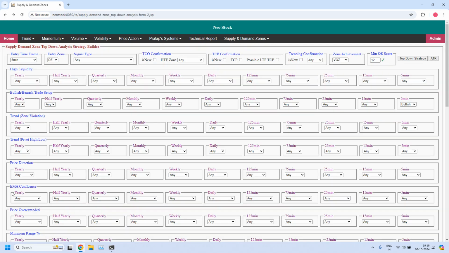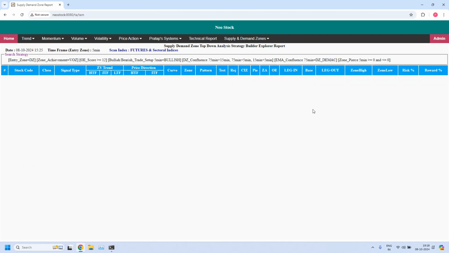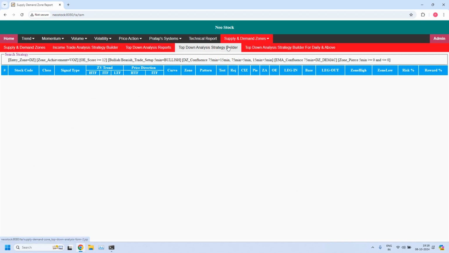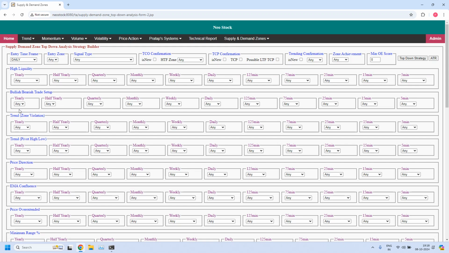Let's verify if it supports EMA confluence. At 75 minutes, this HTF zone, does it have daily EMA confluence? No, it does not have any EMA confluence. Fine. Next, let us look for bearish trade setup for hourly income trade.